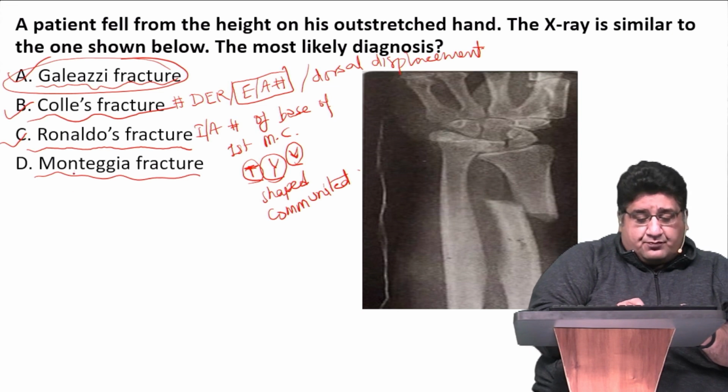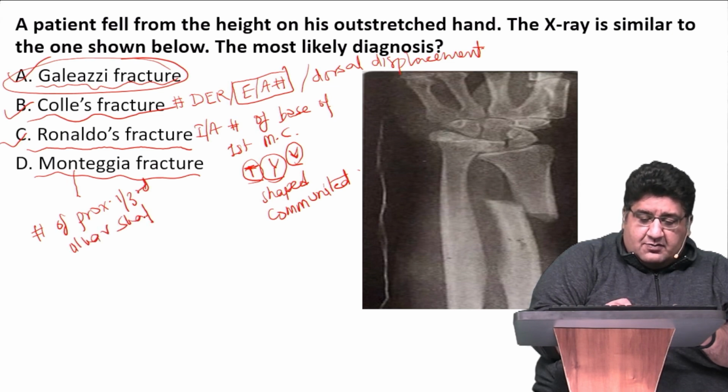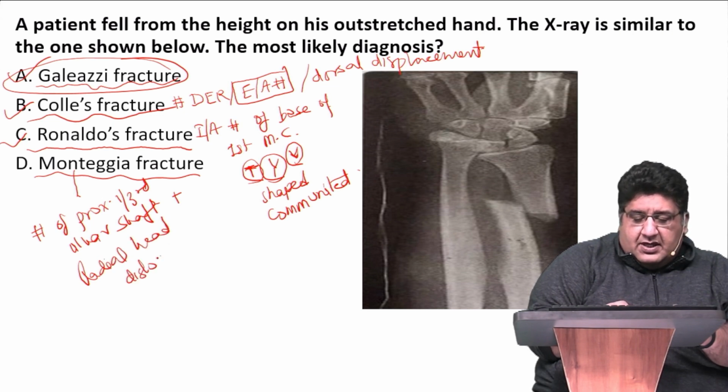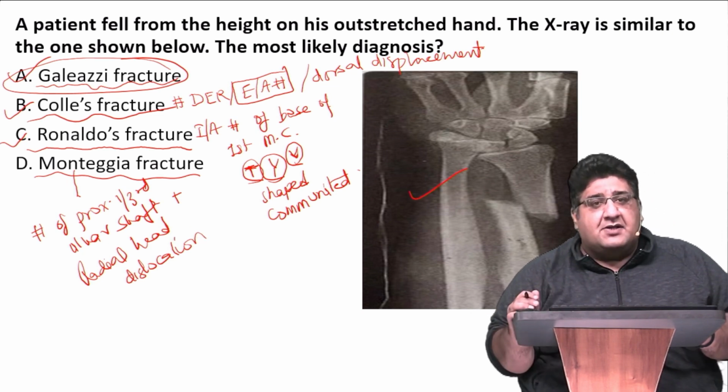Now Monteggia. Monteggia, as we all know, is a fracture of the proximal one third of the ulnar shaft plus radial head dislocation, and I do not see anything of that sort. So this is a clear-cut Galeazzi fracture.